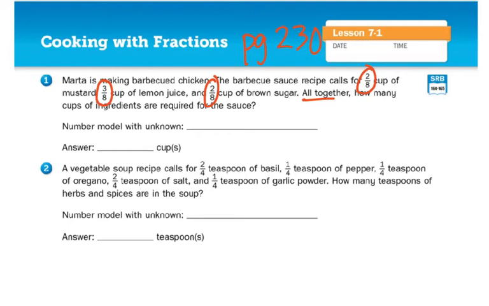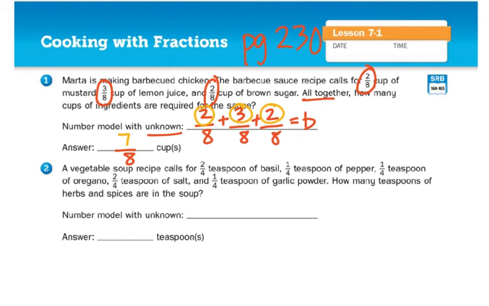On journal page 230 with me, we're going to add 2/8 plus 3/8 plus 2/8, and it asks to put unknown. That's a variable. I'm going to put B for barbecue. The denominator 8 remains the same, and we add together the numerators. 2 plus 3 is 5, plus 2 is 7. Altogether, there will be 7/8 of a cup.